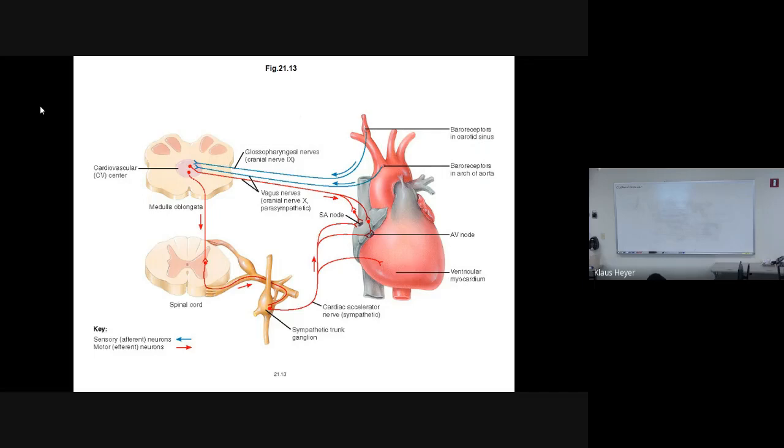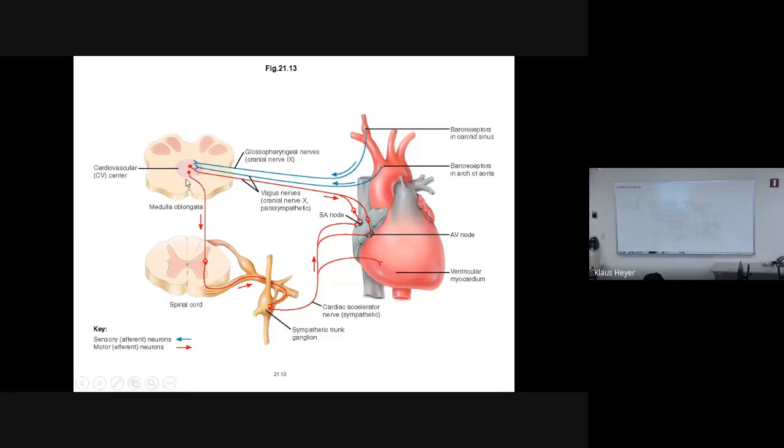We have a couple topics left with blood vessels, and then we're going to move on to the lymphatic system. This is the control of blood pressure, which is similar to the control of heart rate. It involves a lot of the same things, like the control center.